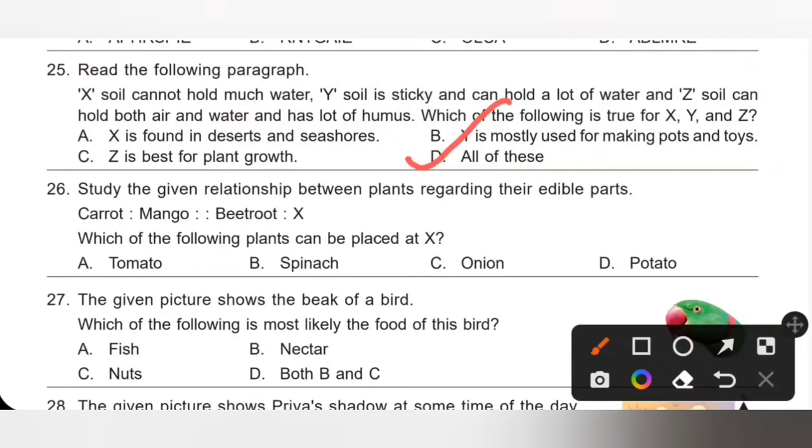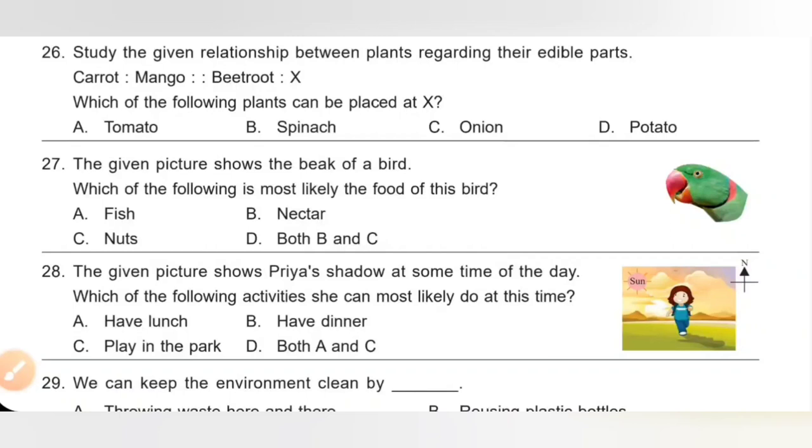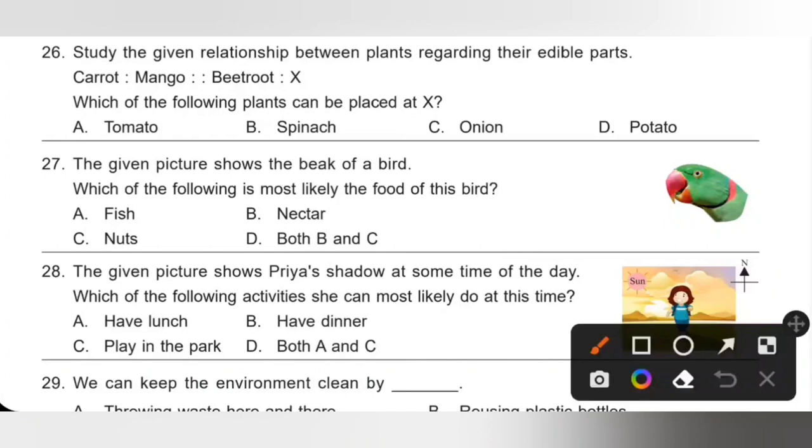26. Study the given relationship between plants regarding their edible part. Carrot, mango, beetroot, X. Which of the following plants can be placed at X? Carrot and beetroot, the edible part is root. Mango and X, the edible part is fruit. So option A, tomato, will be the answer. X is tomato.